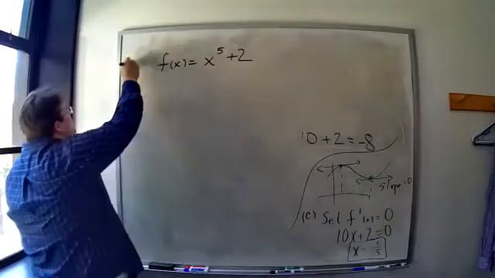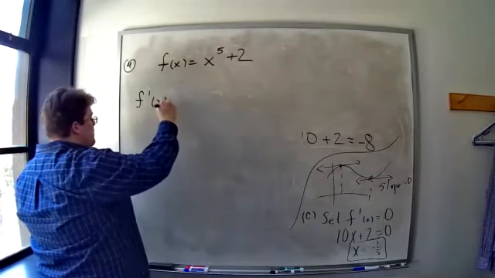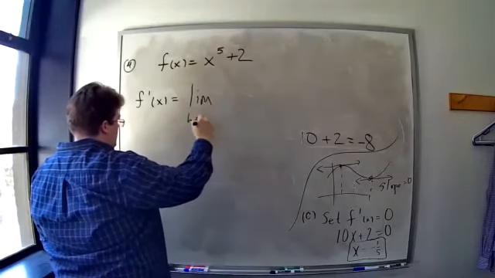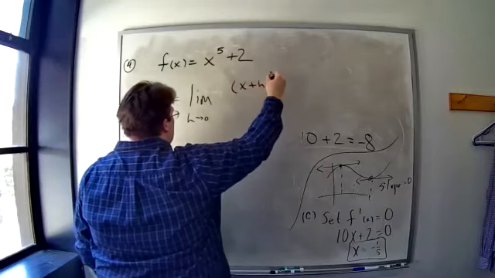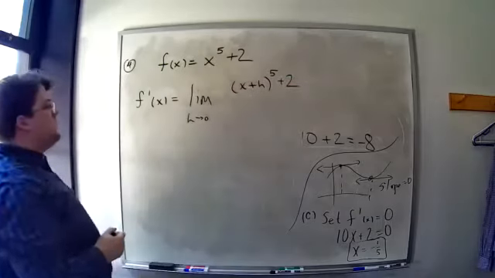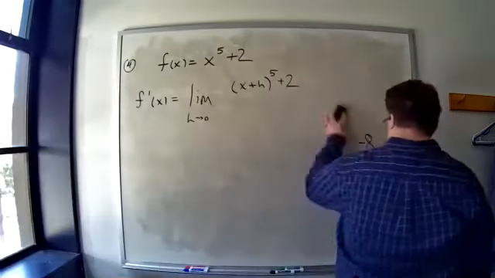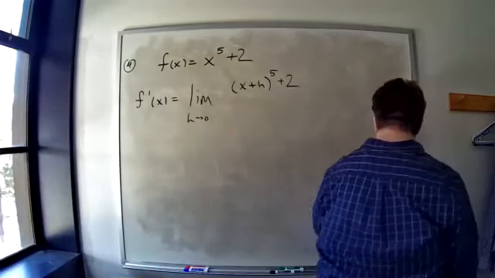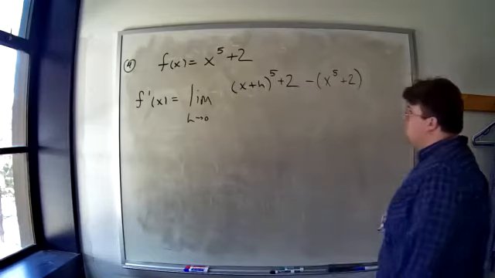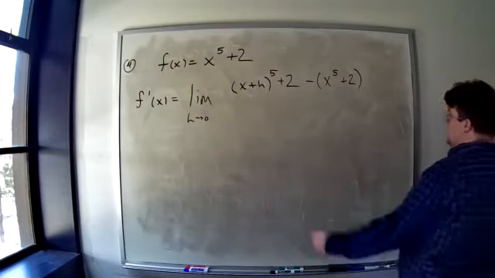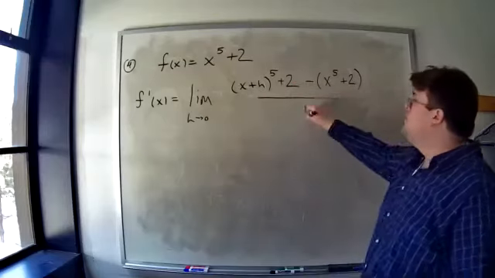Well, again, the derivative f prime is given by the limit as h approaches 0 of f of x plus h. So there's f of x plus h. Replace all x's with x plus h. Minus f of x. Subtract all of f of x, so that, notice here, those 2's will eventually go away, all over h.